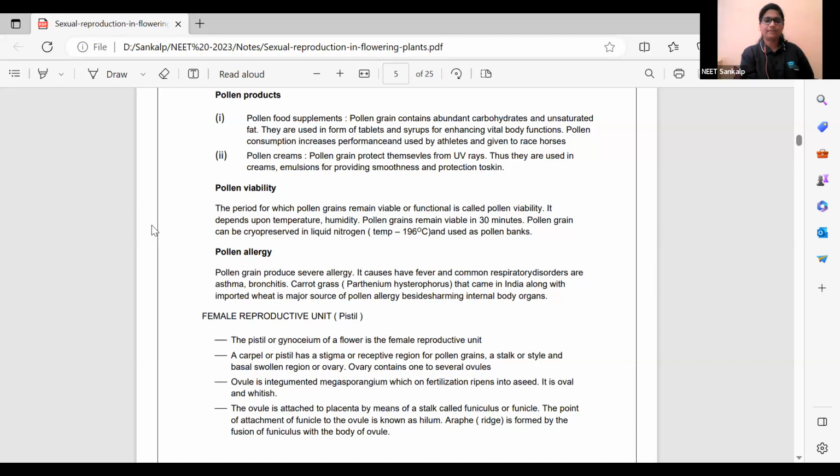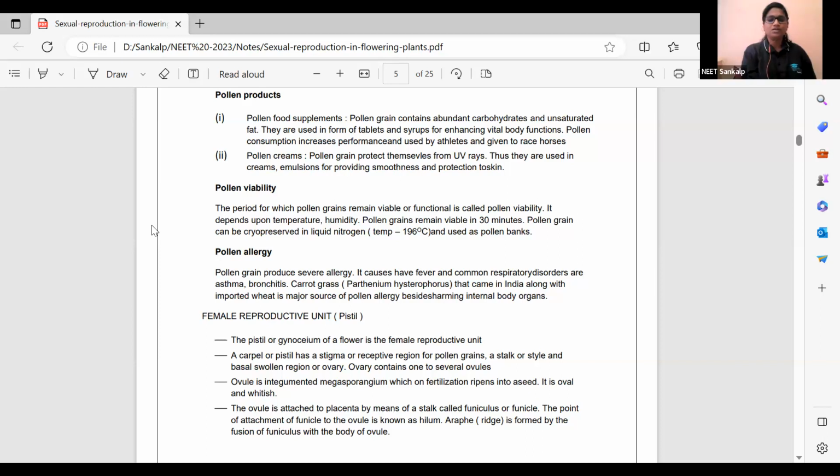Pollen allergy. Pollen grains produce severe allergy. It causes hay fever and common respiratory disorders like asthma, bronchitis. Carrot grass, Parthenium hysterophorus, that came in India along with imported wheat, is a major source of pollen allergy, besides harming internal body organs.